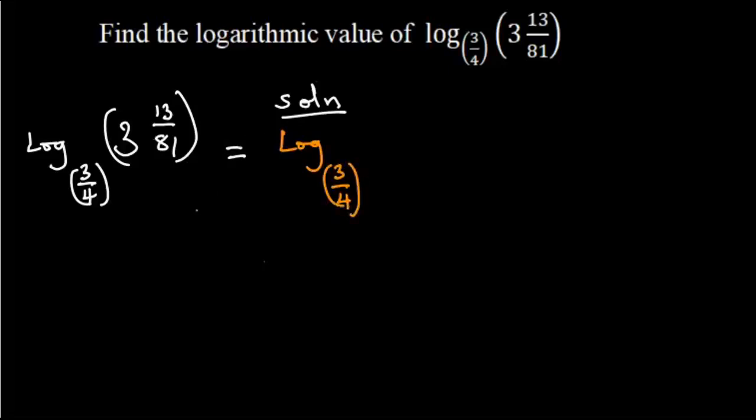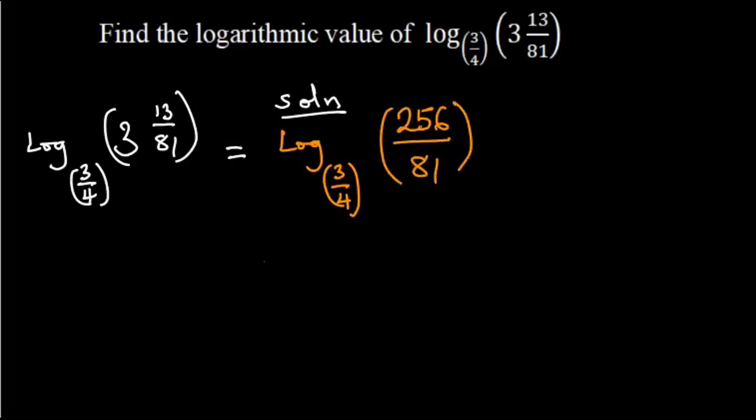Now changing to improper fraction, 3 times 81 times 3, and then adding with 13. So 81 times 3 is 243. So 243 adds with 13 is going to give us 256. Gonna give us 256 all over 81.